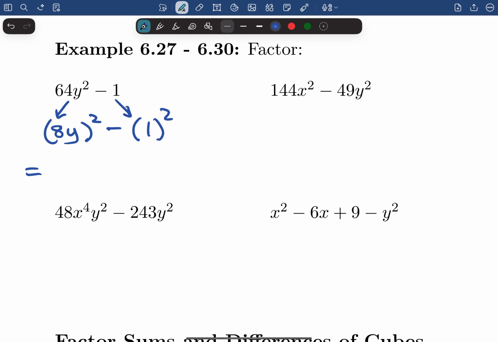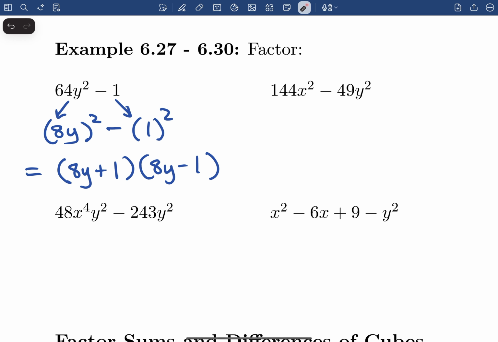And so I quickly write two binomial sets of parentheses, and I put 8y at the start of each one, and I put 1 at the end of each one, and I separate them with a plus and minus sign. You see, these are conjugates of each other. 8y plus 1 times 8y minus 1. One last time, conjugates are when you have the same two terms, 8y and 1, but they have opposite signs, plus in one of them, minus in the other. Well, let's try another of these.